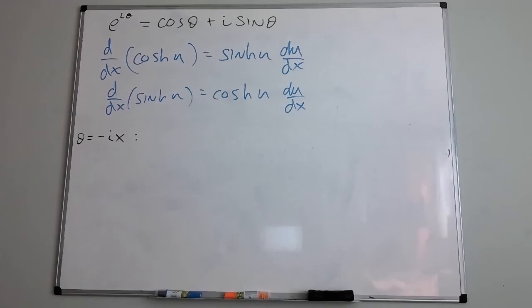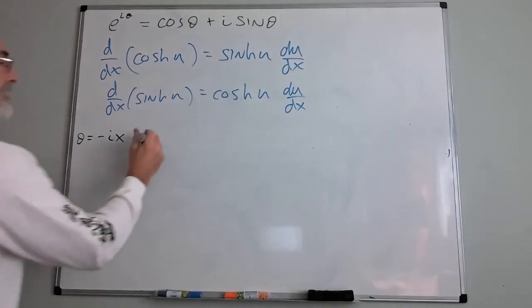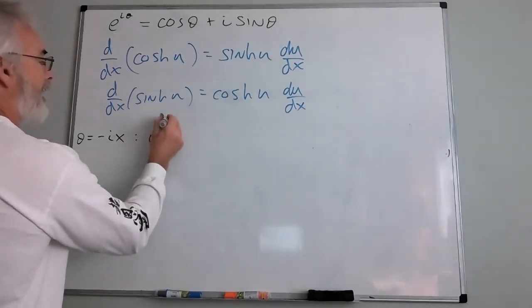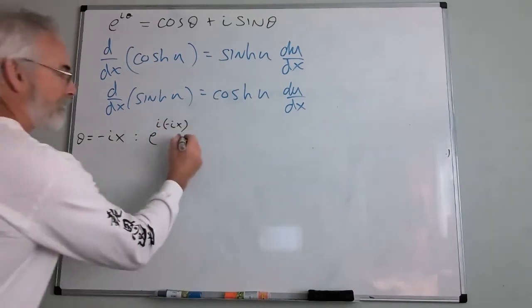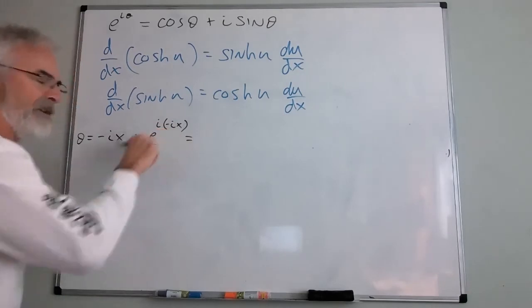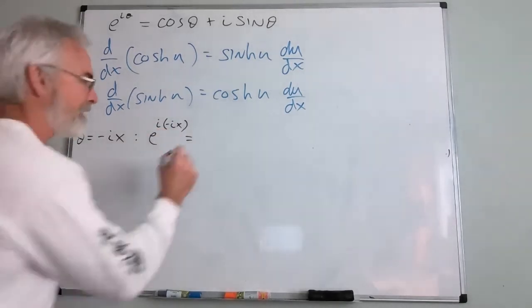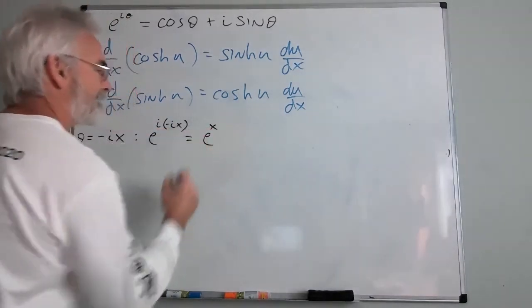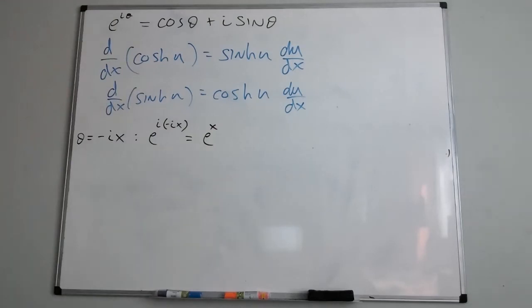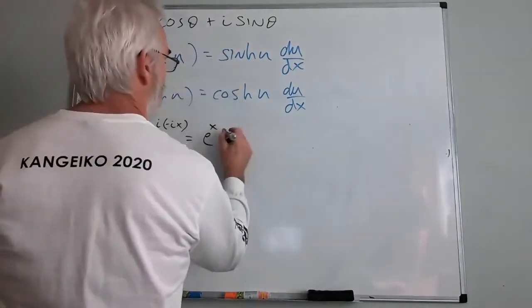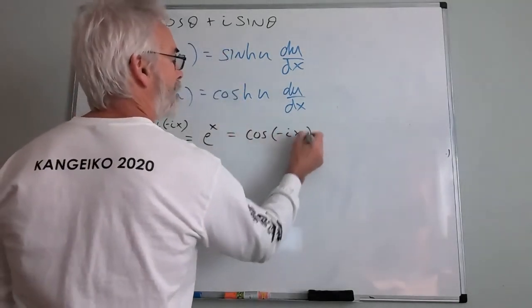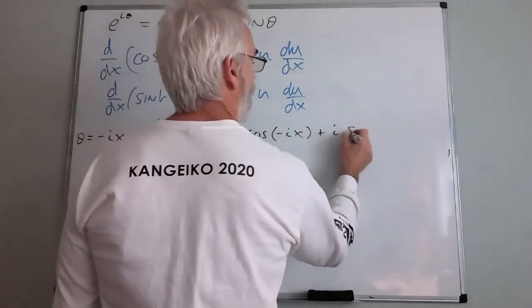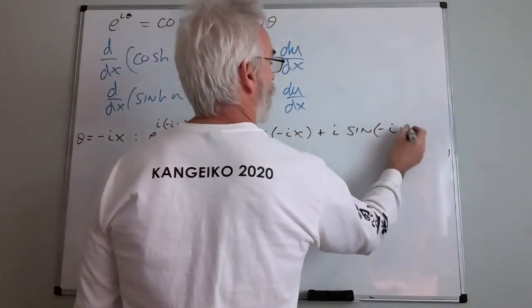When I replace theta with negative ix, I'm going to get e to the i times negative ix. Well, i times negative i, we said a moment ago, is positive 1. So this is just e to the x. But on the other side, what am I going to get? I'm going to get the cosine of negative ix plus i times the sine of negative ix.